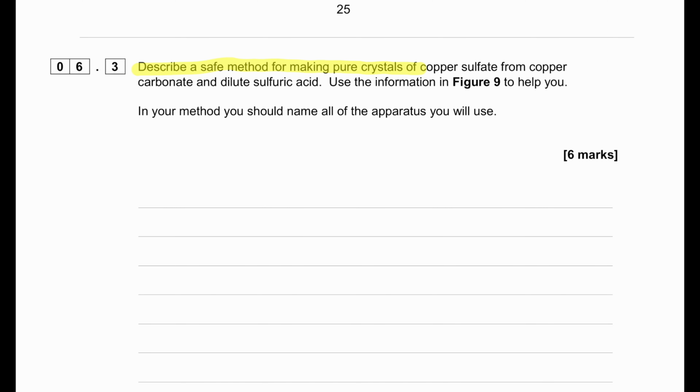Describe a safe method for making pure crystals of copper sulfate from copper carbonate and dilute sulfuric acid. Use the information in figure 9 to help you. In your method, you should name all the apparatus you will use.